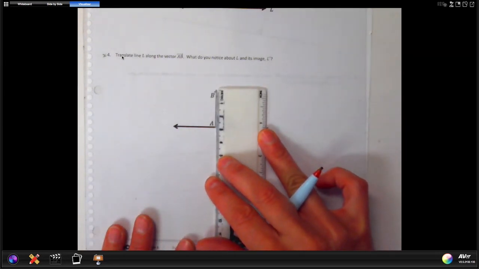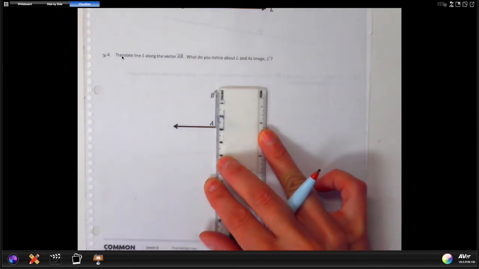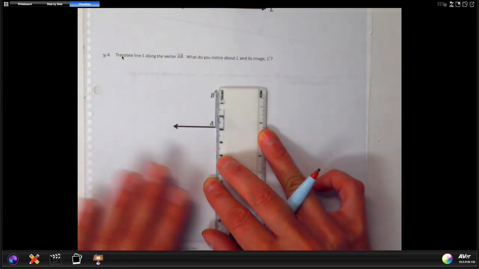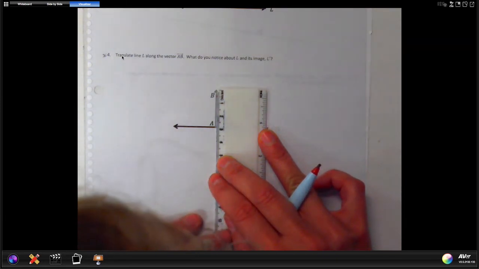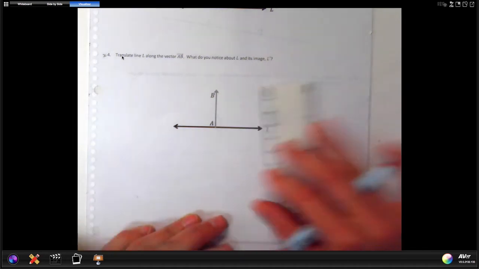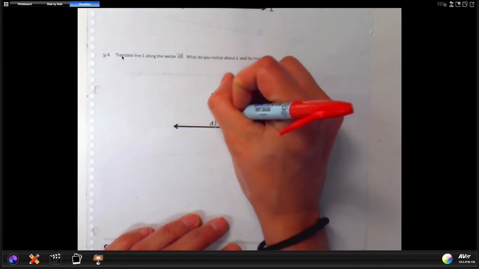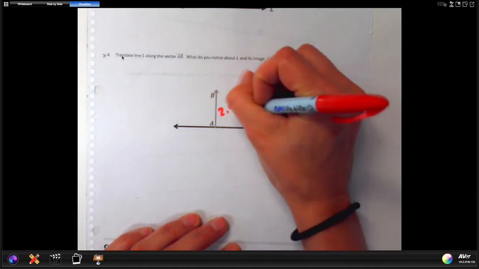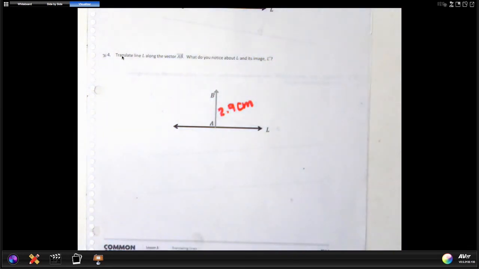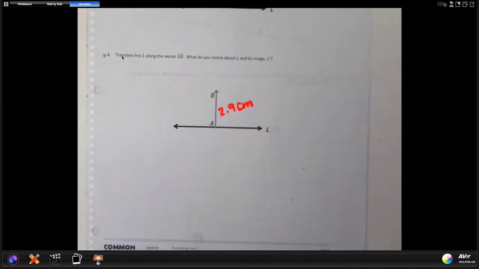Okay, this one, is it 3 or not quite? It's not quite, okay? 2 point what-ish? I would say 2.9 is what I've got measured. Okay? So let's go with 2.9. You can do that. Yep. In fact, the more accurate you are in measuring, the better off you're going to be in the end when we start doing bigger figures.